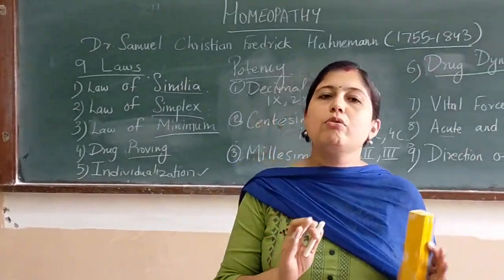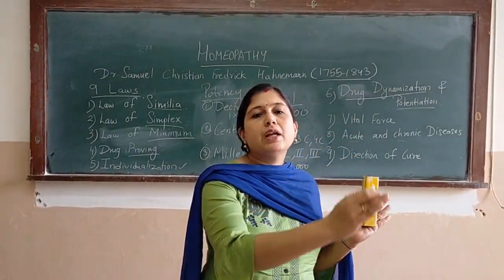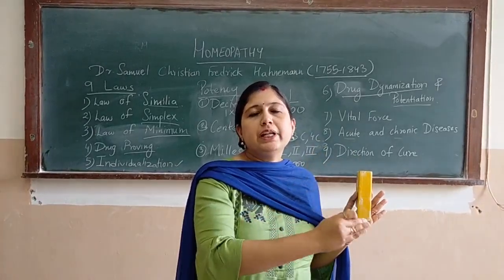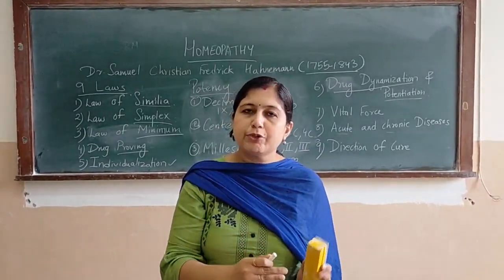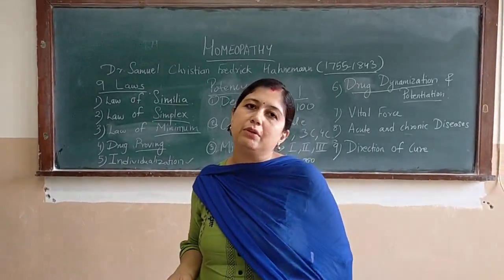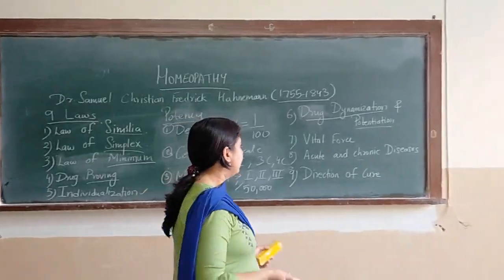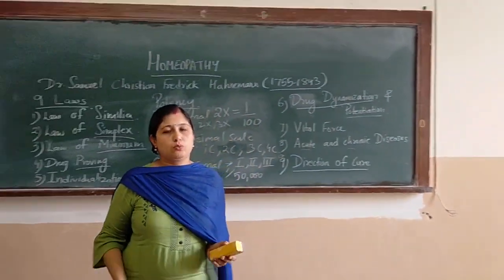The patient should know that chronic diseases will be long term. That is why on every follow-up visit he will keep on noting the changes, and if required he will change the prescription. In acute illnesses, the number of follow-up visits will be reduced. And then the last is the direction of cure.